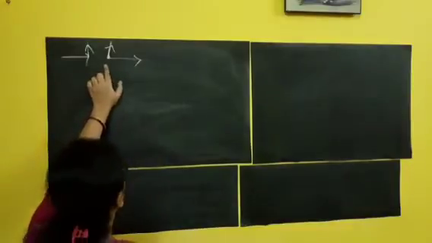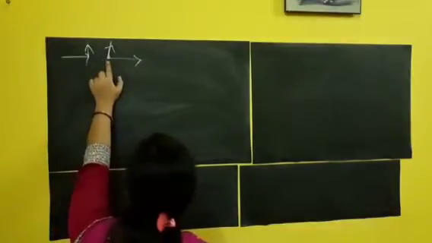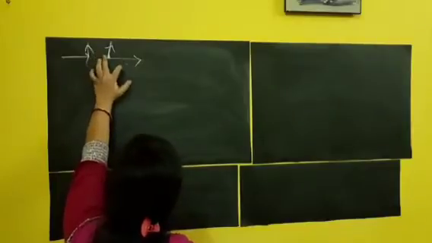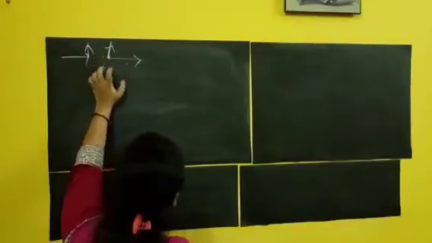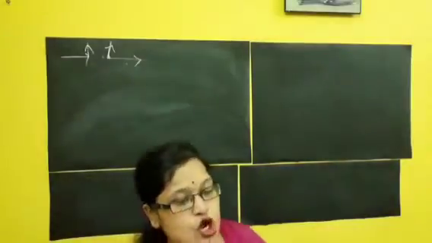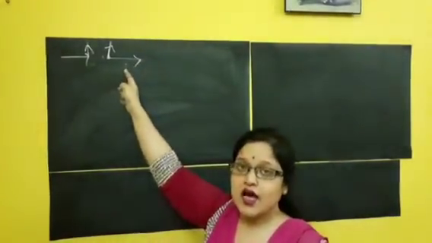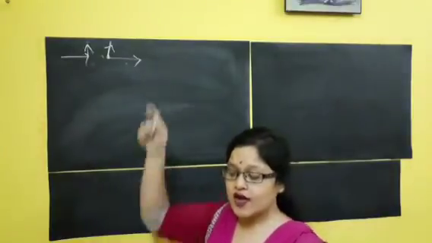Suppose here I have a boat, and two persons are pulling that boat with two ropes from two different directions. So here also there are two vectors acting at the same point. In this case I will apply the parallelogram law of vector addition.